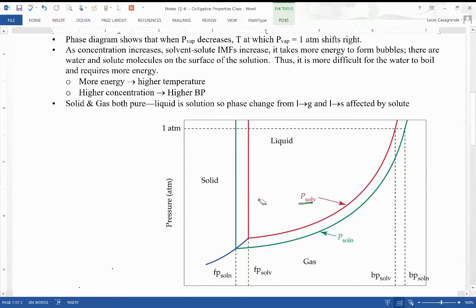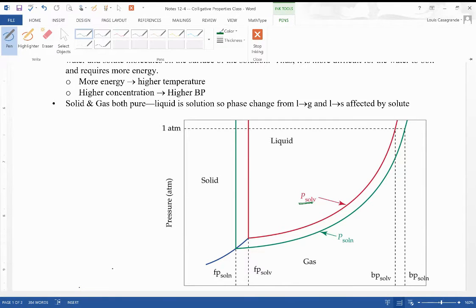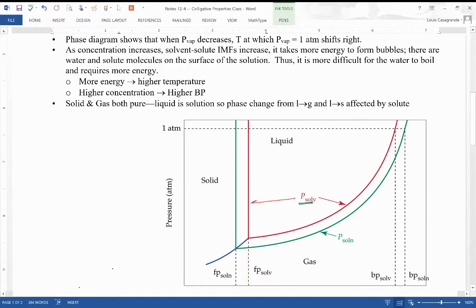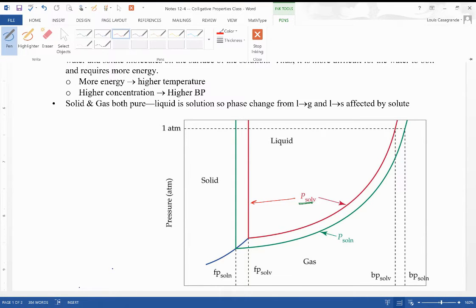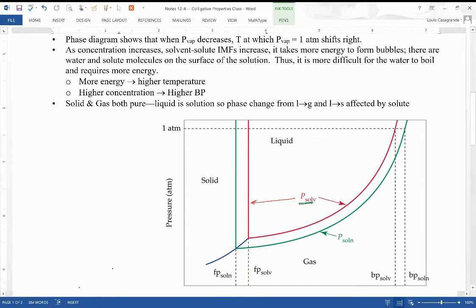Actually, let me use green. Now let me use red there since we've got red. So the pure solvent here and here, and then the solution is the green curve, and we'll talk about what's going on with that green curve in a moment. So essentially what's going on here is that at every temperature along the way, the vapor pressure comes down.